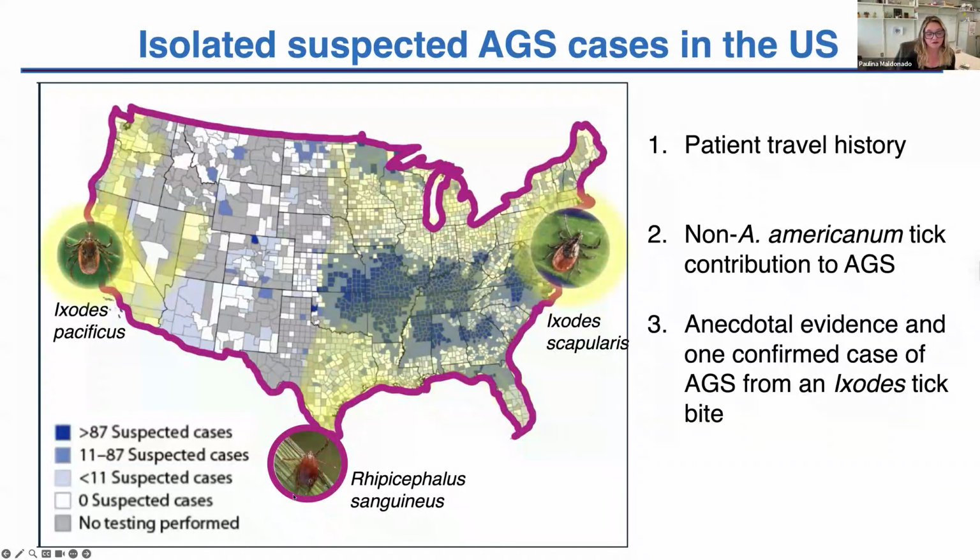And in the case of Rhipicephalus, the brown dog tick, well, we have it pretty much everywhere. However, we know that in particular in Arizona, it is causing a problem. One thing I should point out is that just this year, we've had reports of one case confirmed of alpha-gal syndrome from an individual that got bitten by Ixodes scapularis.